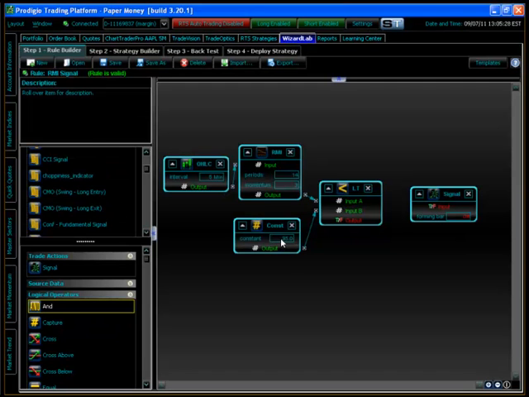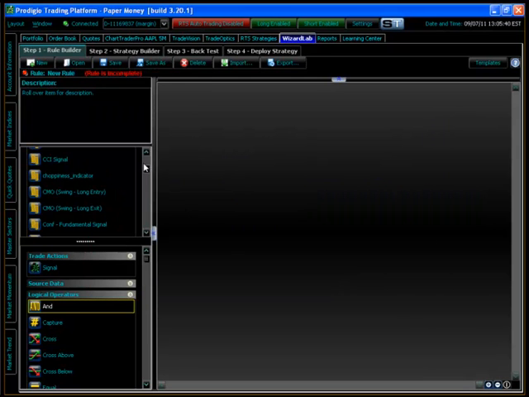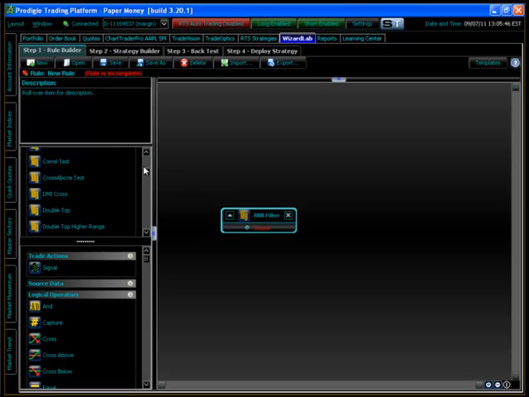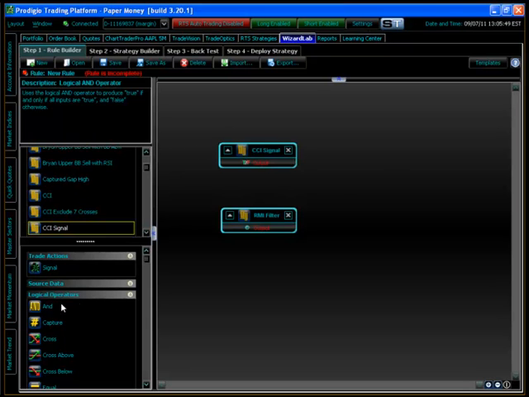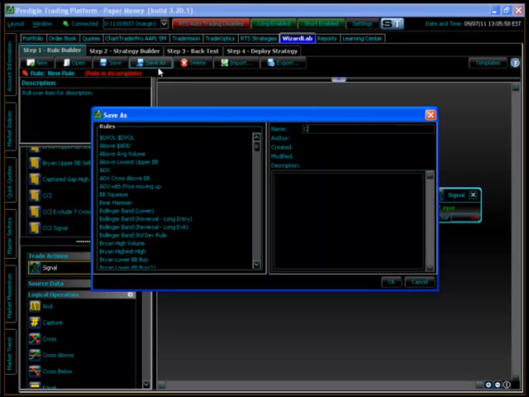I can go into my Wizard Lab and bump this up to 40. And this rule right here, I can save as RMI filter. And I can create a new system that uses RMI filter with CCI signal. Put an AND in between them, connect them together, and then I can call this something to the effect of CCI RMI system.